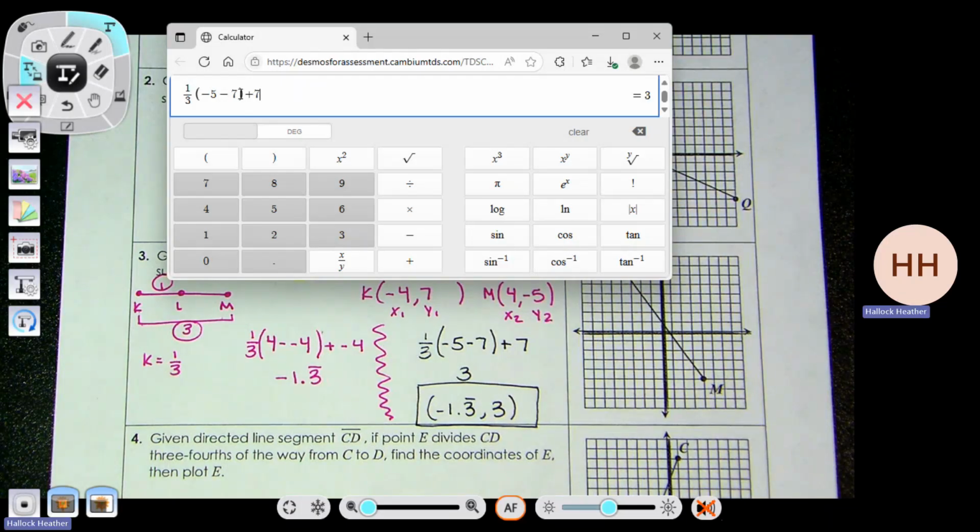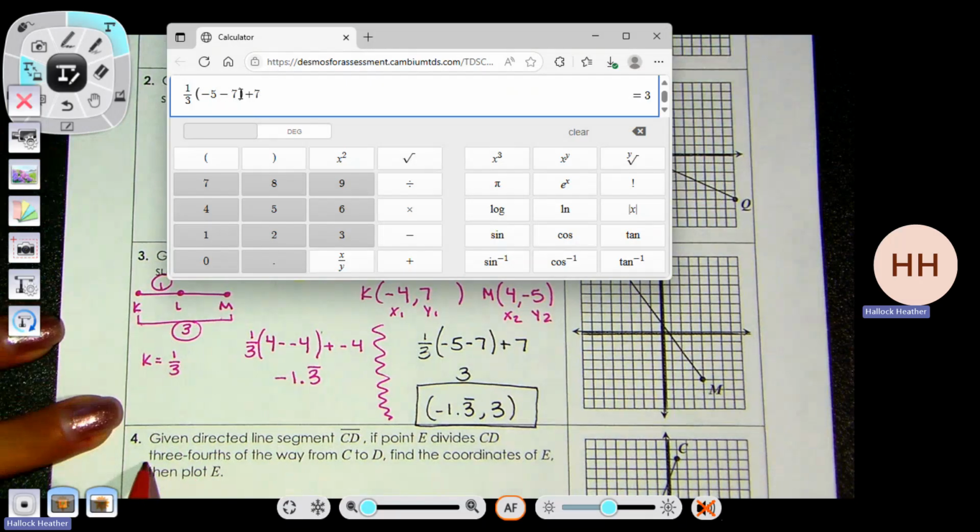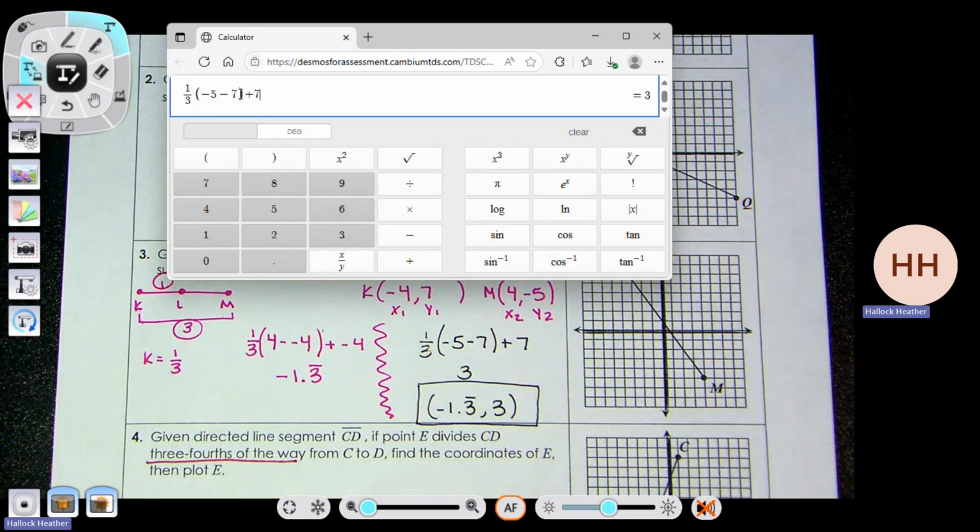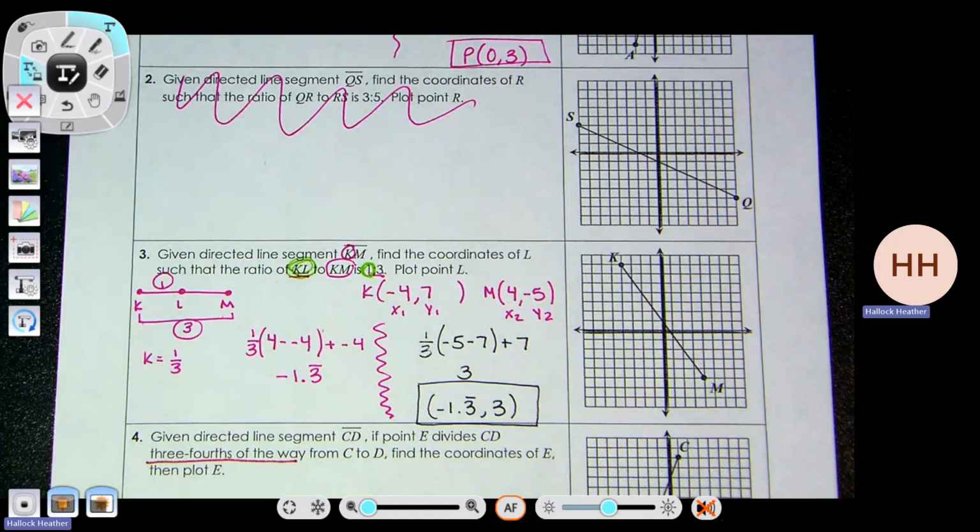And then I'll tell you which other ones you can cross out. So number 4 is the same thing. Number 4, you're going to try it. Number 4 says, given the directed line segment C to D, C is where I'm starting. If point E divides CD 3/4 of the way, did they give me a ratio with a semicolon? No, they didn't. They gave me 3/4. So my fraction is going to be 3/4. Because they used words, 3/4 of the way, we're just going to use K as 3/4. So I don't even need to draw my picture for this one. I can literally say K is 3/4.